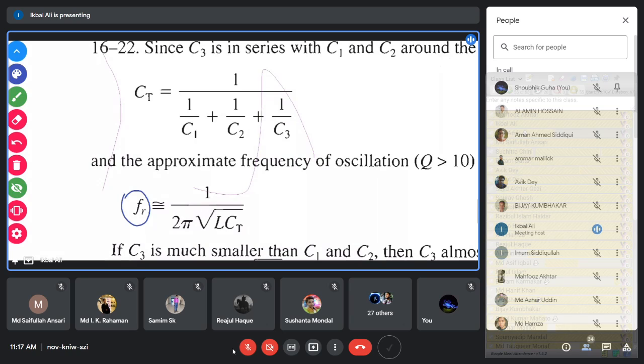1 by 2 pi root over L, that is the inductor. And this equivalent capacitance of the three capacitors, CT, gives the frequency that this Clapp oscillator is actually generating. Where CT is the equivalent capacitance of C1, C2, and C3 in series: 1 by C1 plus 1 by C2 plus 1 by C3.